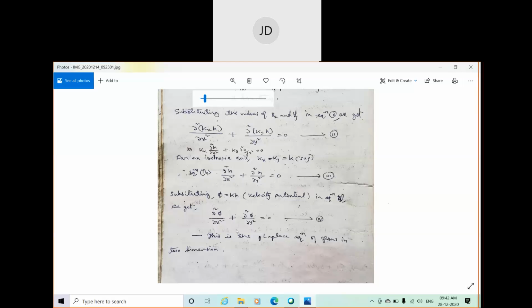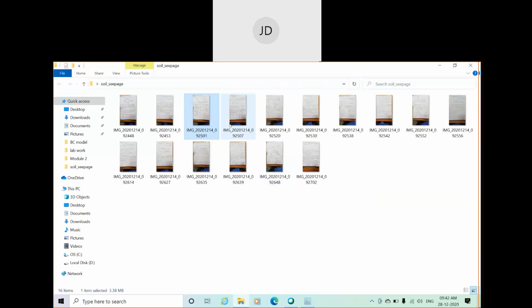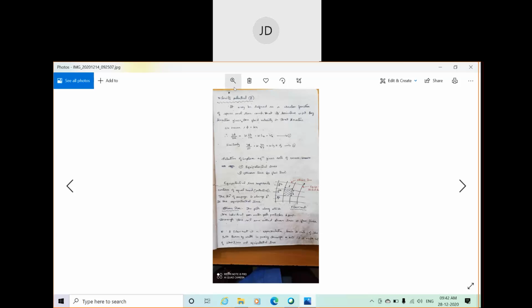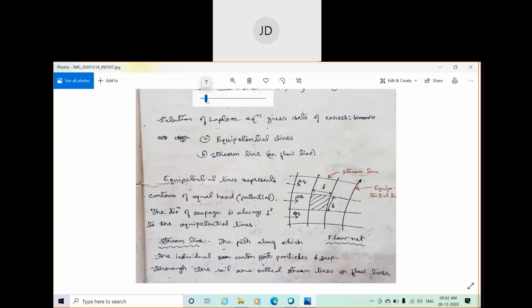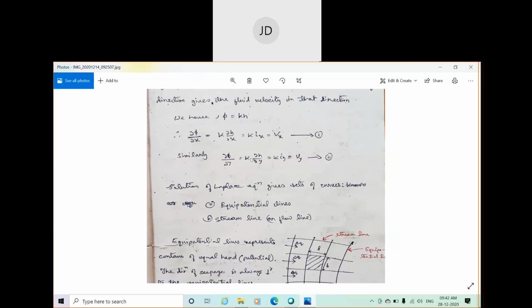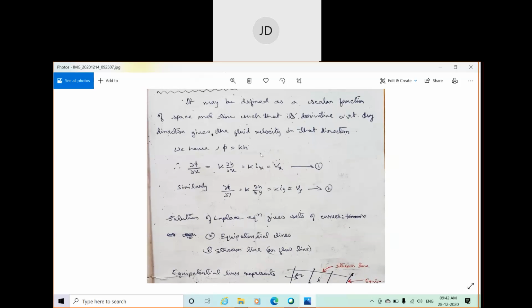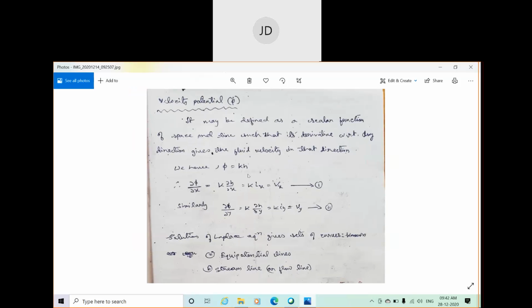Today we'll start by discussing velocity potential again. It's a very simple thing to understand, so don't make it complicated, don't think too much, it's just a simple mathematical term. You know that velocity potential is denoted by phi, and it is given as k into h. This is one definition of phi.